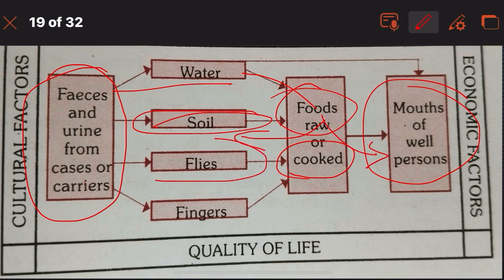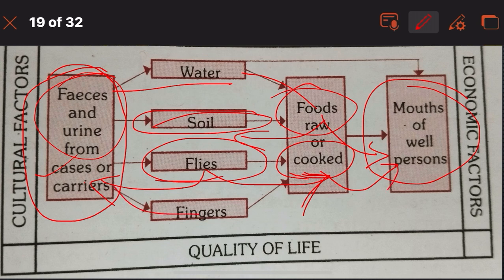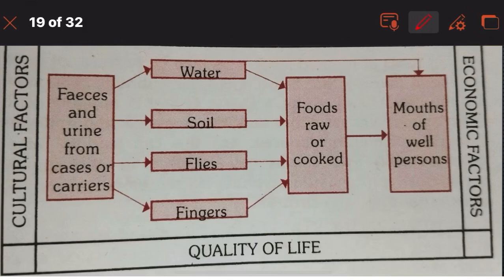The flies which are resting on the feces and urine of the cases and the carriers, when they infect the food, can cause the infection of the healthy individual. And the fingers which are soiled by the infected individual, when they contaminate the food, can cause the infection of various individuals.